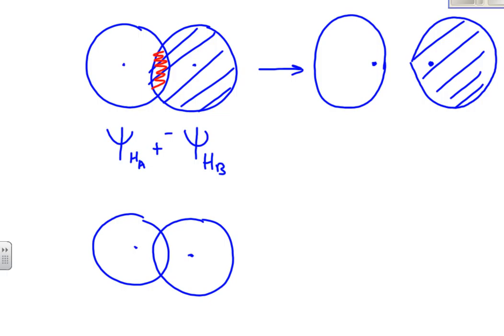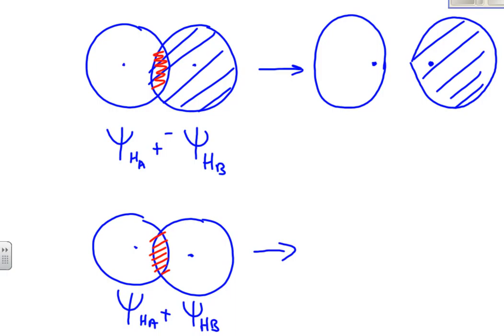right? And this time we'll do psi of hydrogen A plus psi of hydrogen B. All right, now this time they will be in phase, and so the result there is that in that neutral zone, or that middle overlap zone, you're going to get constructive interference and you're going to amplify. So the value of the function there will be greater.